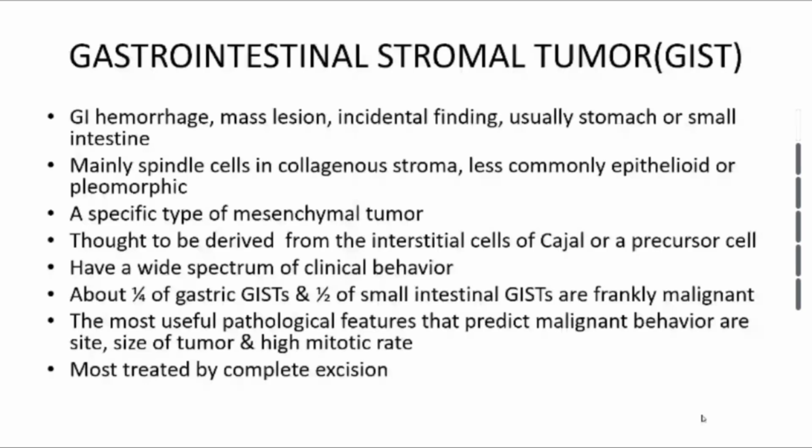The most useful pathological features that predict malignant behavior are site, so where it is located, size of the tumor, and high mitotic rate. So if you look under the microscope and you see a very high mitotic rate, then that is likely to become malignant, or it's malignant. If the tumor is larger, it's likely to be malignant. The location, yeah, so for example, if it is located in the small intestine, then there is a higher chance that it could be malignant as compared to if it is located in the stomach or gastric.